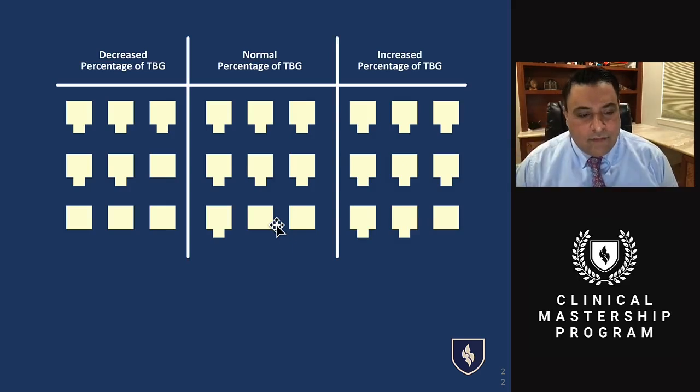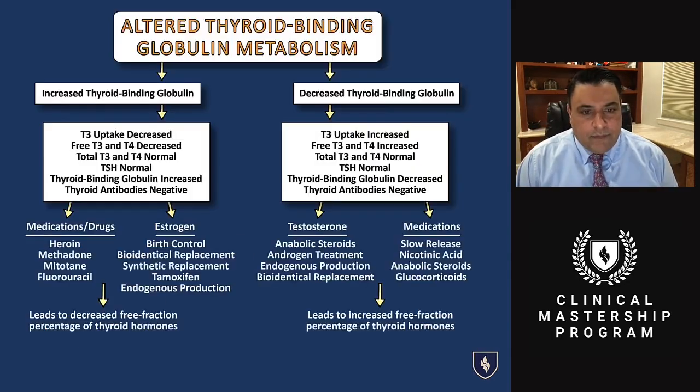It's just the percentages of free to protein bound that are involved. So I made you a summary chart of increased and decreased thyroid binding globulin patterns to help you with the main concepts, just to review things for you. So here you can see increased thyroid binding globulins. T3 uptake is decreased. That's being the better marker.